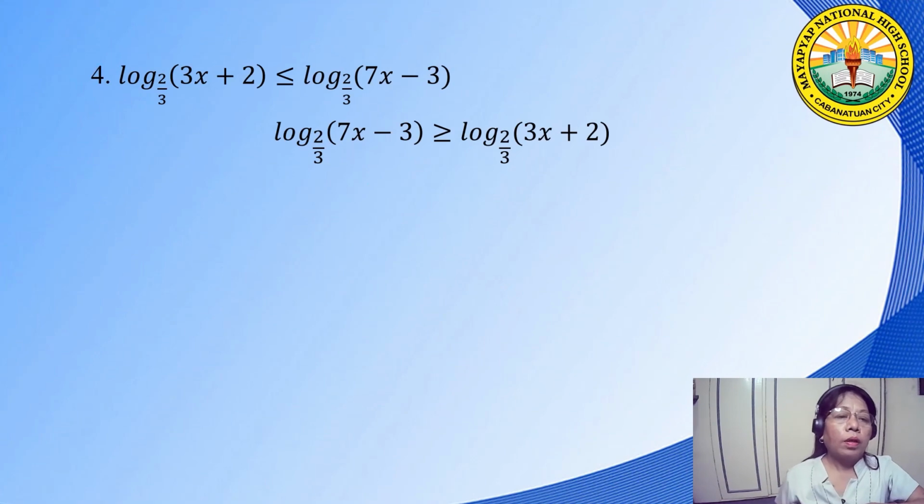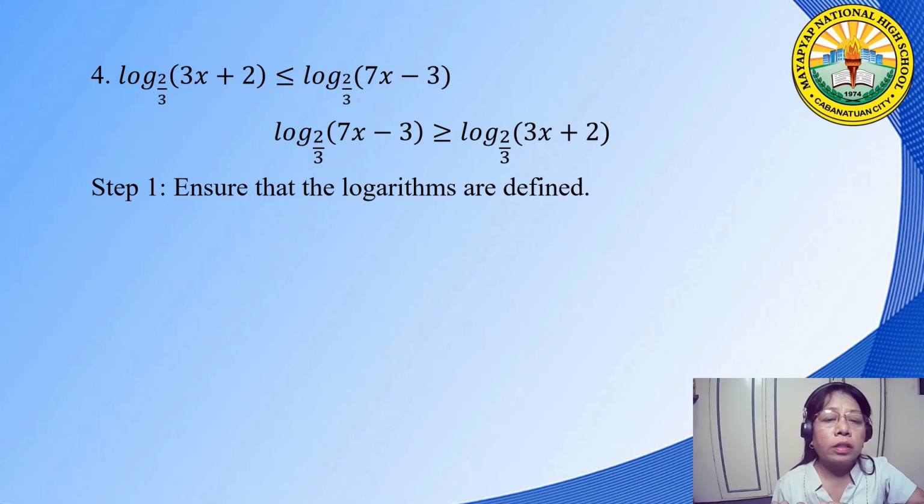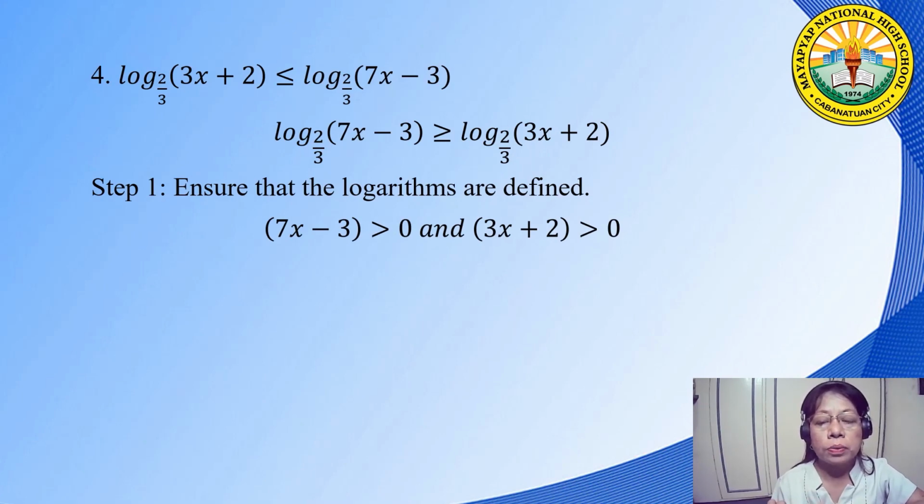So number 4, logarithm of 3x plus 2 to the base 2/3 less than or equal to logarithm of 7x minus 3 to the base 2/3. So we have logarithm of quantity 7x minus 3 to the base 2/3 greater than or equal to logarithm of quantity 3x plus 2 to the base 2/3. So ensure that the logarithms are defined. We have quantity 7x minus 3 greater than 0 and 3x plus 2 greater than 0.